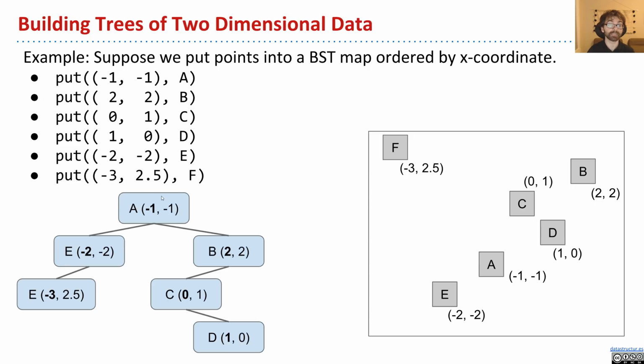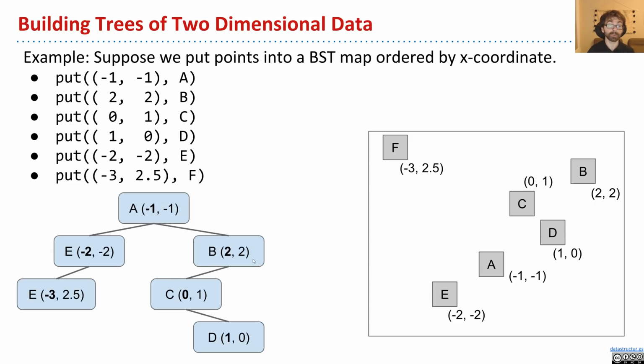So for example, a is inserted as the root, and it effectively has value -1. And the y coordinate is totally ignored for the purposes of building the binary search tree. B comes along, and since 2 is bigger than -1, it goes to the right. 0 is greater than -1, but less than 2, so it ends up here.